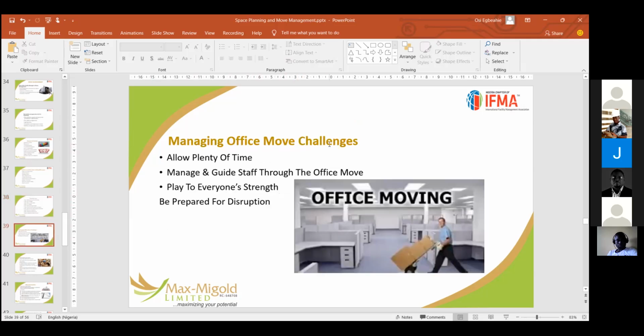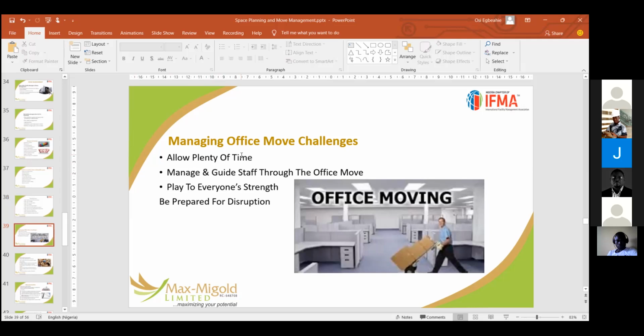Now, managing office move challenges. Allow plenty of time before the move. Once you know the date, if you know that we are likely to relocate from this office in December, and this is September, please do not think that the date is far. Start immediately. Maybe you get information, start working on it immediately, and start sensitizing the staff members so that they know. Manage and guide staff through the office move.